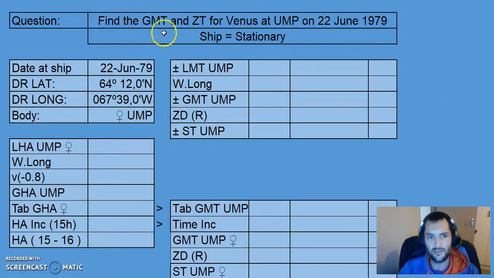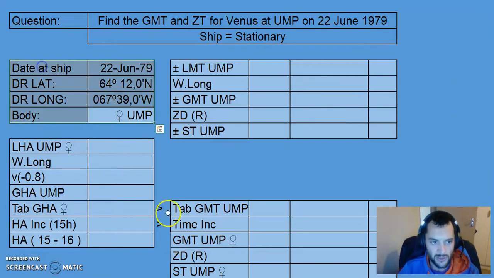It says find the GMT and the zone time for Venus at Upper Meridian Passage on the 22nd of June, 1979. So again, the ship is stationary, so there won't be any vectors to work. And again, I've given the information for you there. So that's all the information that would be given in the question.